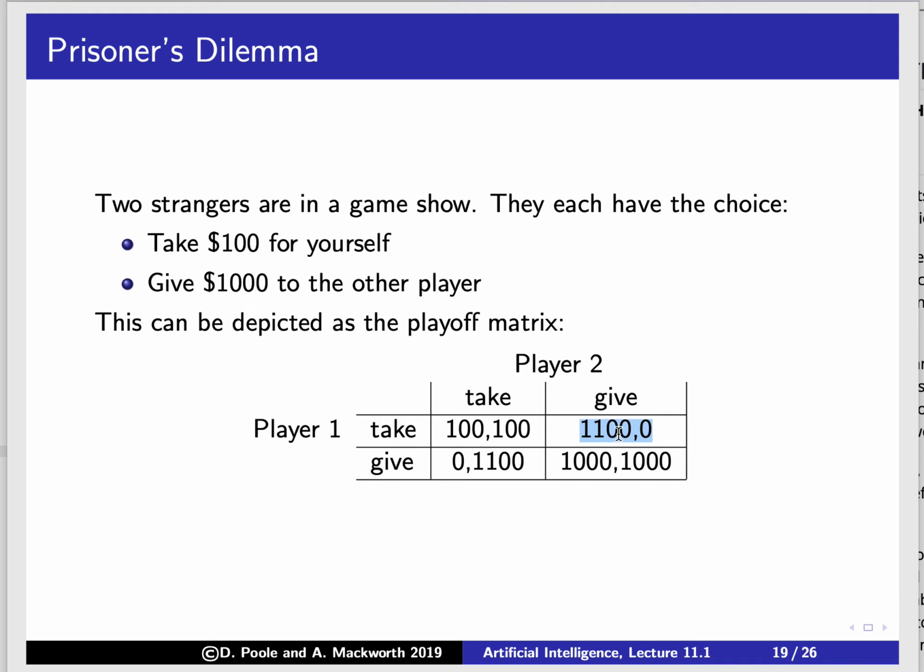And then player 2 can think, well, if they're going to take, I'm better off taking too. So you end up here. It turns out this is the only Nash equilibrium in this game. They both take, and it doesn't result in the best outcome for either player. Being selfish and just trying to maximize your own payoff doesn't necessarily give you the best outcome. You might think that it does, but it doesn't. The best outcome is you both get $1,000, but the only Nash equilibrium is you both get $100, and so you're both worse off.